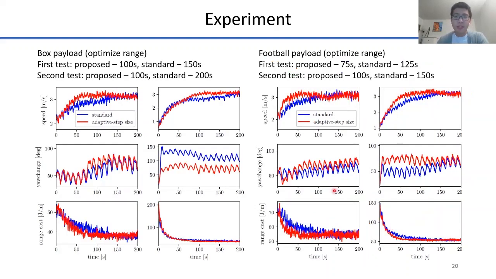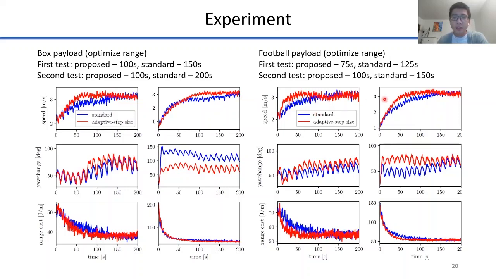When the box was used as a payload, the performance of the proposed and standard extremum seeking controller is compared in the left figure, in two tests with different initial conditions. In both tests, the proposed method converged in about 100 seconds, while the standard method took 150 seconds to converge in the first test and 200 seconds to converge in the second test.